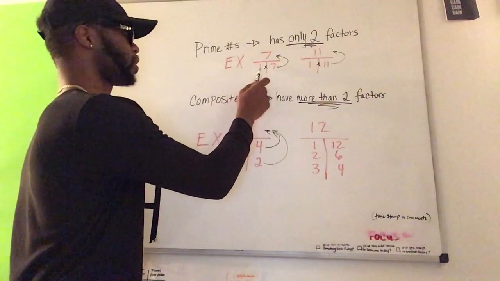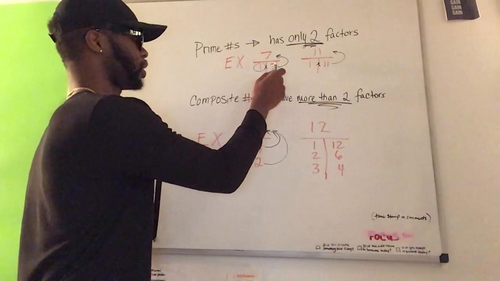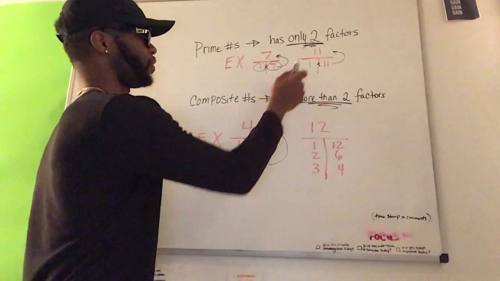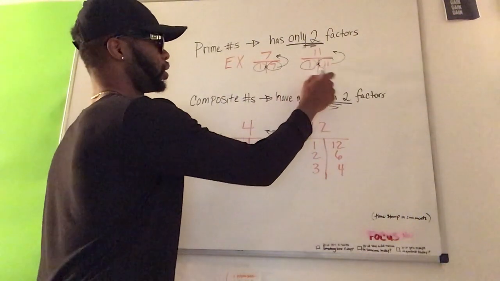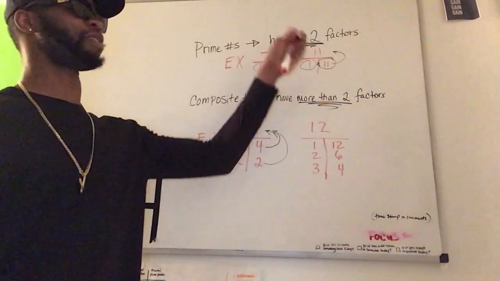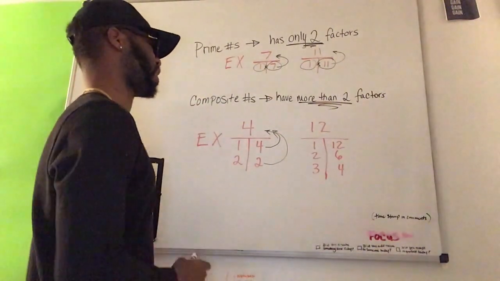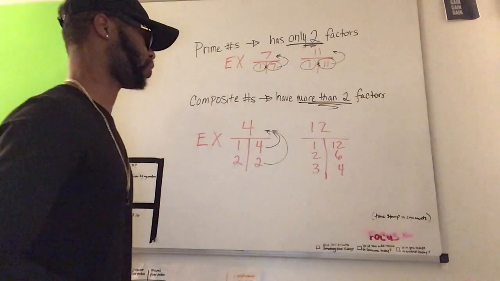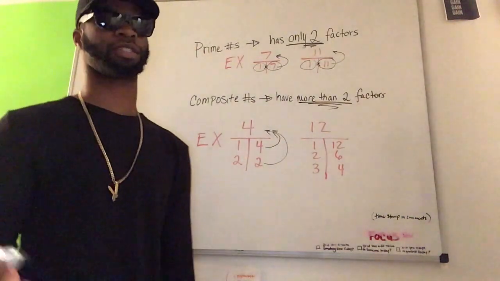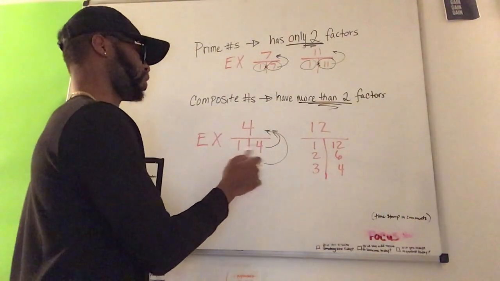Again, for the prime number 7, it had 2 factors. That made it prime. For 11 it had 2 factors, and because it only had 2 factors, that made it a prime number. But for composite, when I multiplied the factors together to get 4, it gave me more than 2 factors.